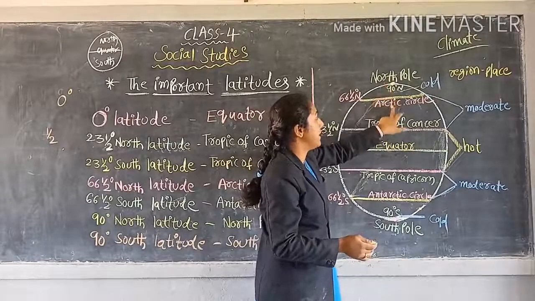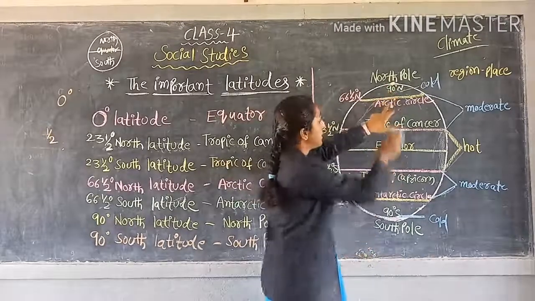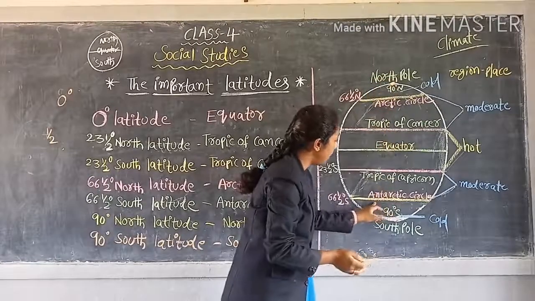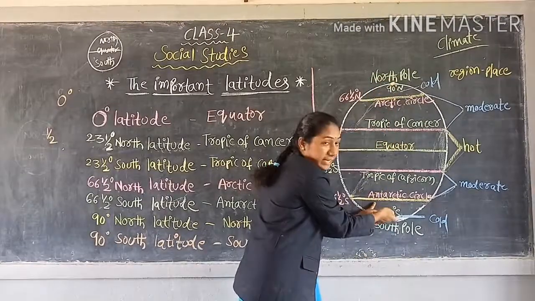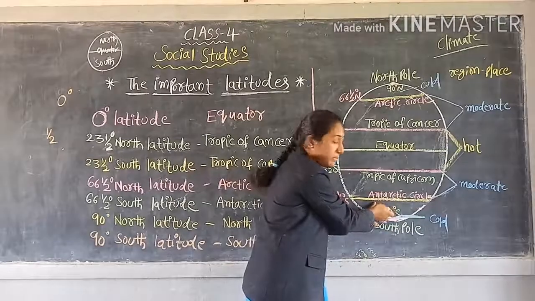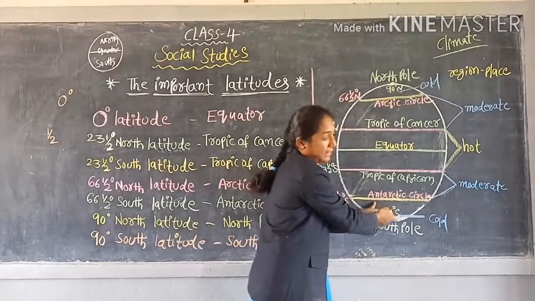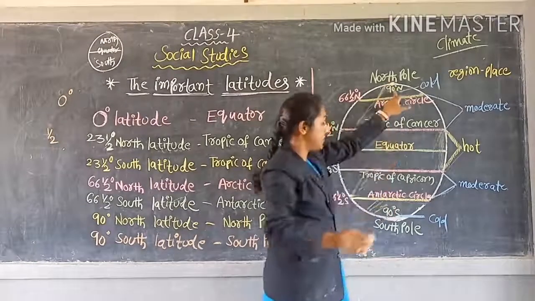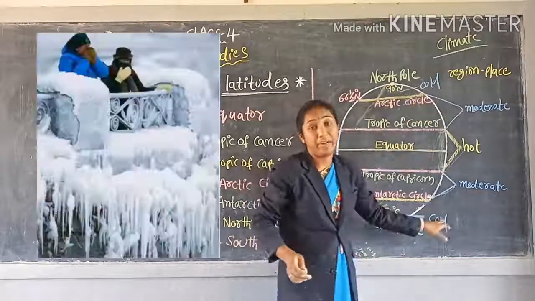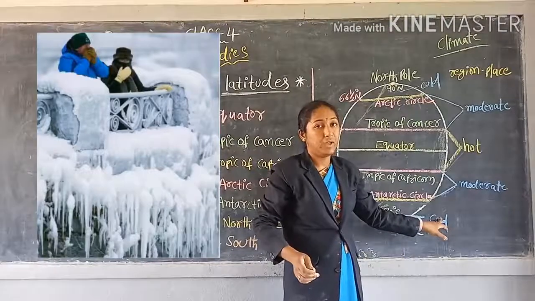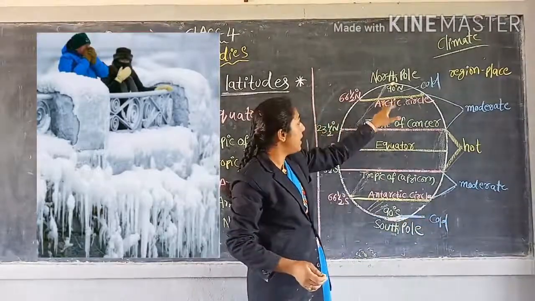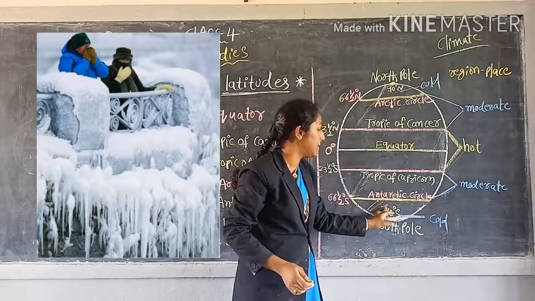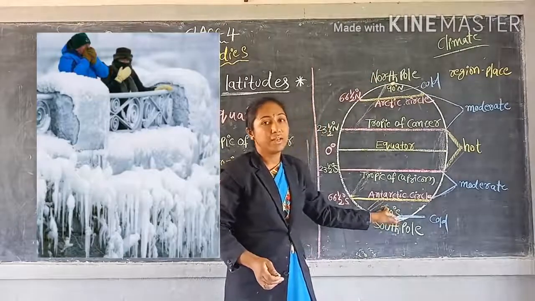Next, north of the Arctic Circle means top of the Arctic Circle, and the south of the Antarctic Circle means below the Antarctic Circle. These two places have a very cold climate. North of the Arctic Circle and south of the Antarctic Circle have a cold climate.